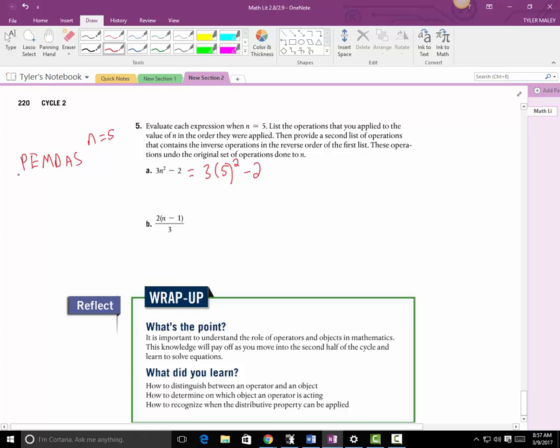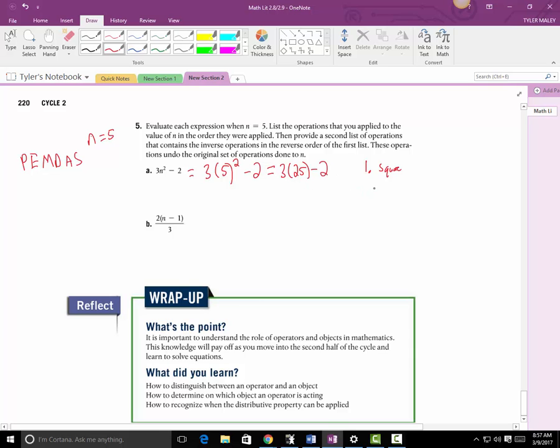So an easy way to remember them is the acronym PEMDAS, right? The first thing we need to do in this case is square the 5. I'm just going to make a list over here. The first thing we're doing is square. That's the operation. By squaring that, we get 3 times 25 minus 2, right?